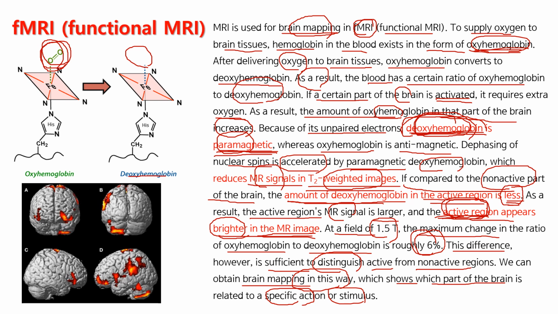The active regions of the brain need more oxyhemoglobin. Thus, the amount of deoxyhemoglobin in the active region is less. Deoxyhemoglobin enhances the T2 relaxation process and reduces the MR signal in T2 weighted imaging. Since the amount of deoxyhemoglobin in the active region is less, the signal reduction effect is also less. Consequently, the active region appears brighter than the non-active region in the T2 weighted imaging.